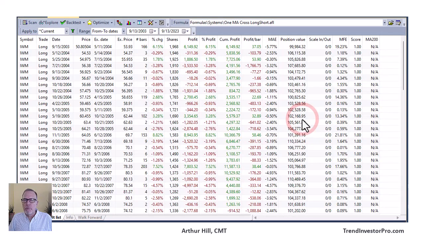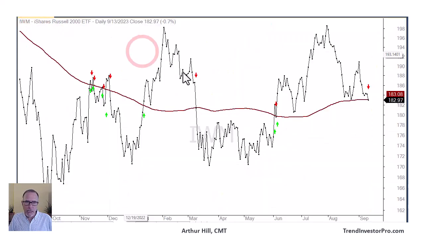So now I'm going to move over to AmiBroker and backtest signals for the 200-day SMA cross for IWM. And basically, you would be buying on a cross above, selling on a cross below. And I'm also going to show you results if you shorted on a cross below and then covered on a cross above. So let's first look at the chart here and show you the crosses for IWM. There you can see the arrows show all the crosses of the 200-day moving average.